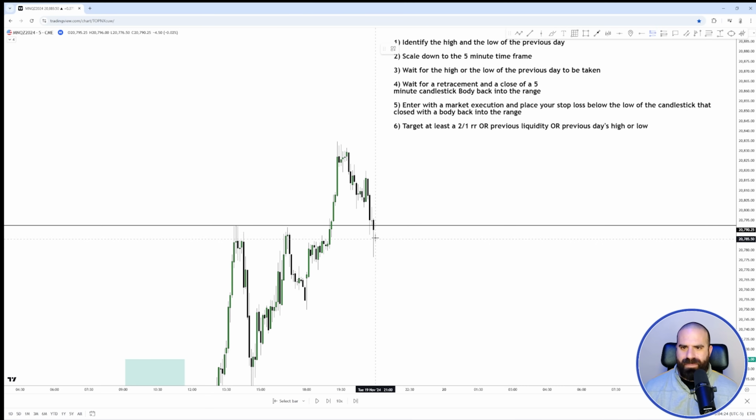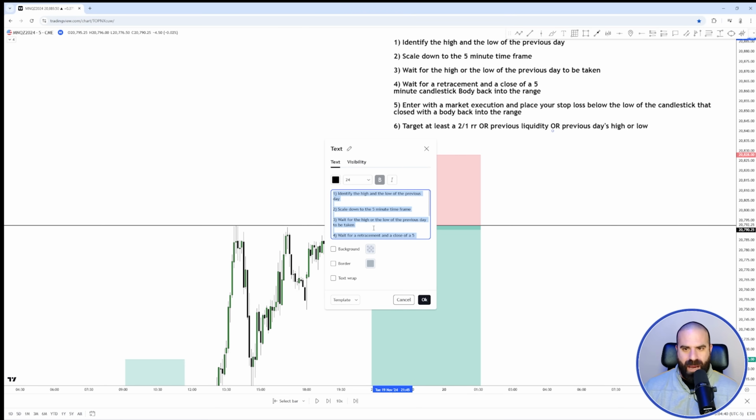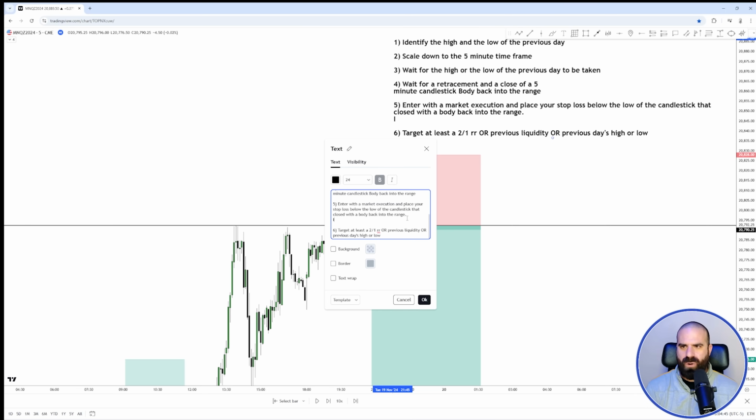Now, here comes the next rule, because we are not finished. What did I say? Number 5, enter with a market execution and place your stop loss below the low or above the high, in this occasion, of the candlestick that closed with the body back into the range. And now, I will tell you over here, if the candlestick is small, then choose to place the stop loss above a high or below a low.